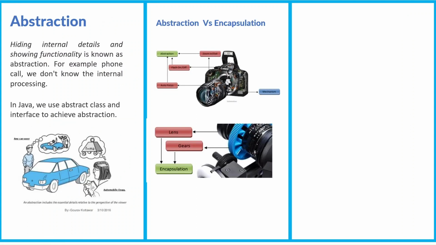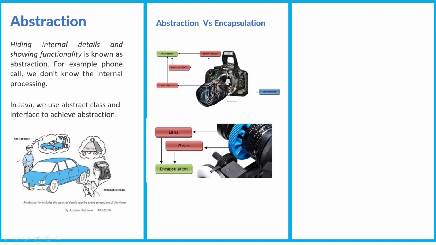Now abstraction. Hiding internal details and showing functionalities is known as abstraction, right? Showing functionalities and showing important data only. For example, a phone call: we don't know the internal process. We just click on the green button or red button to connect or disconnect, but we don't know what is happening after clicking. So in Java, we use abstract classes and interfaces to achieve abstraction. So there will be abstract classes or interfaces.